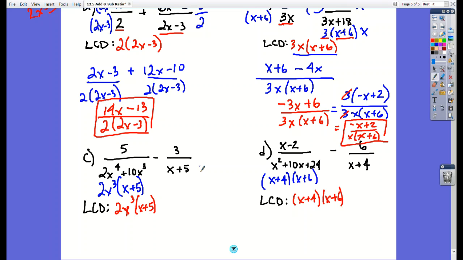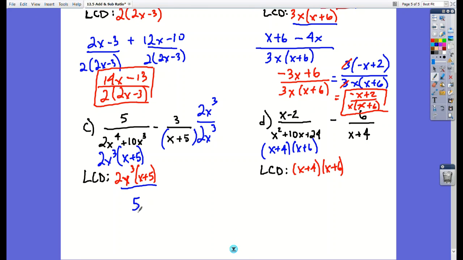So then in this next problem, common denominator, 2x cubed times x plus 5. This is the entire common denominator. Awesome. So the left doesn't need anything. Really nice when you only have to multiply one side, which means the right side is missing a 2x cubed. And that's it. Now we have the common denominator, so when I rewrite this down below, you're left with a 5 minus 6x cubed over 2x cubed times x plus 5.